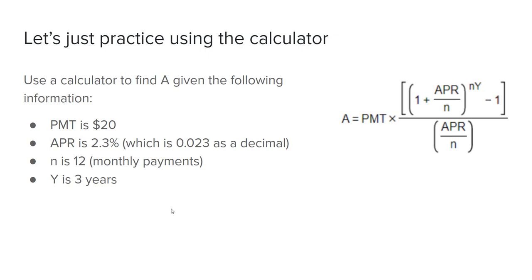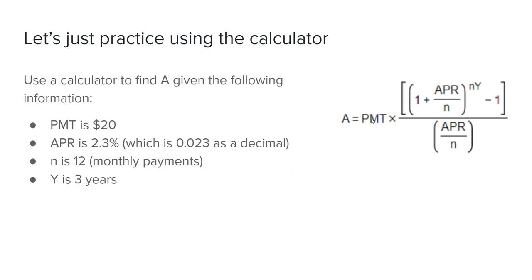Now we'll work with this equation. We just want to practice using the calculator right now, so I'm going to ask that you find a calculator, the calculator you use for math, and I want you to use that equation with these variables. So PMT, we're going to plug in 20. For APR, because our APR here in this example is 2.3, we're going to type in for APR everywhere we see APR 0.023 as a decimal. N will be 12, and Y here will be 3.